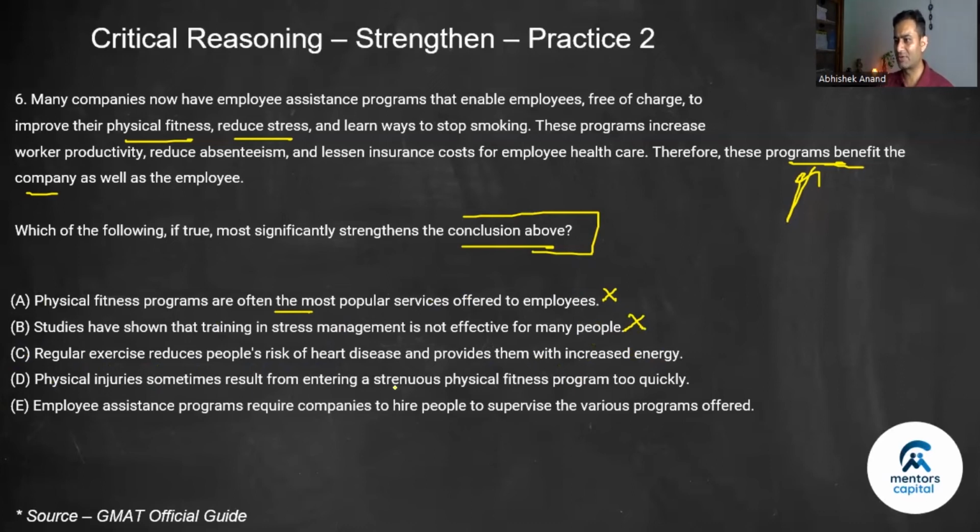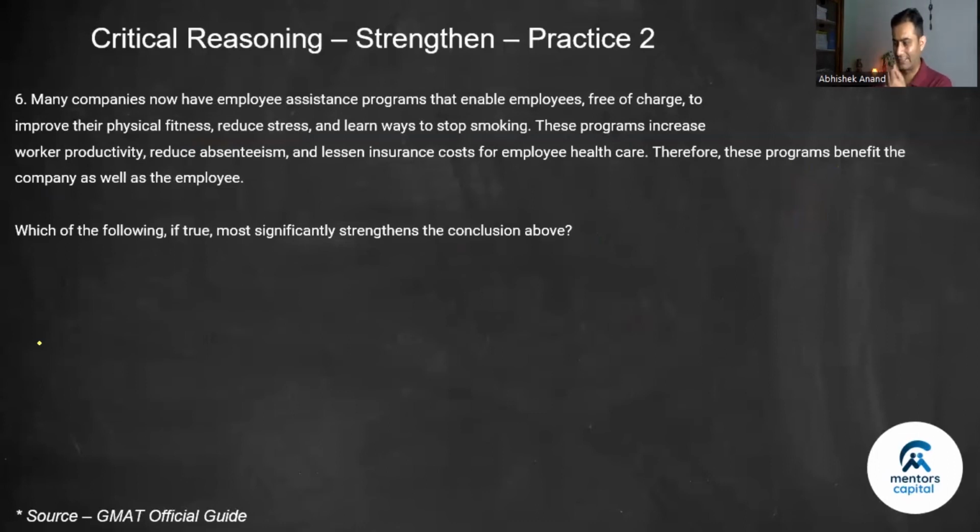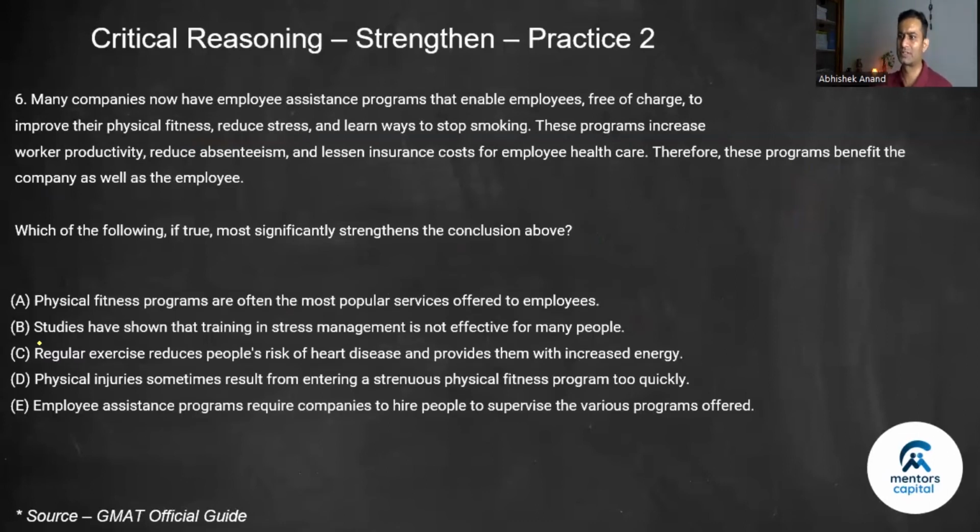Physical injuries sometimes result from exercise. This is again weakening because you might damage yourself. Employee assistance programs require the company to hire people to supervise the various programs offered. So maybe extra costs. So this is also not giving a benefit of the program. C is giving the benefit of the program. Let's come to number 7th. Okay. 6th, the answer is C.